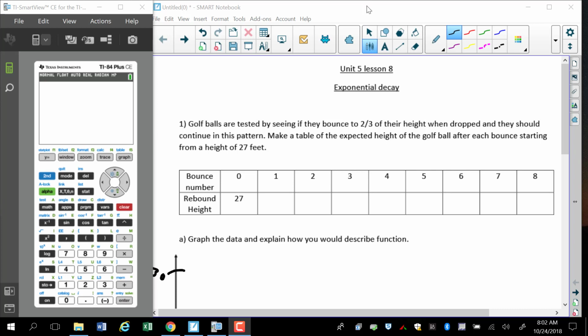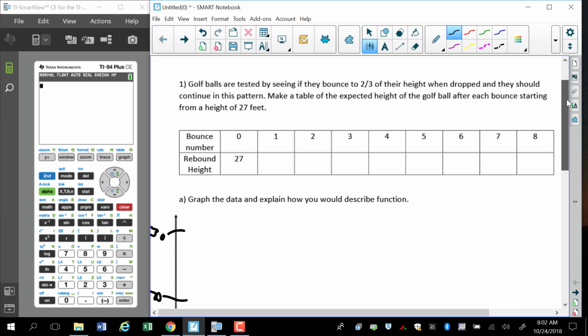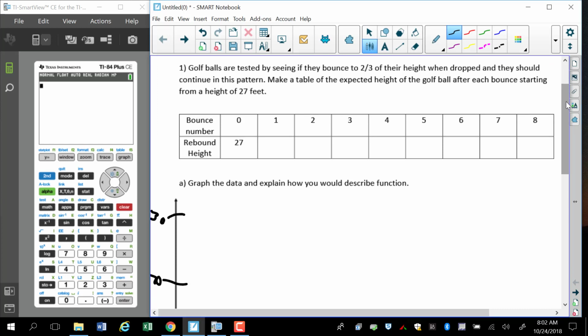But you've also probably seen it in your science classes. So I'm going to do a non-science example, maybe physics if you want to call it some science. Golf balls are being tested to see if they bounce at 2/3 of their original height. So the first thing we want to do is, well, it starts at 27. If it's going to bounce back at 2/3 of the original height, 27 times 2/3 is going to be 18.